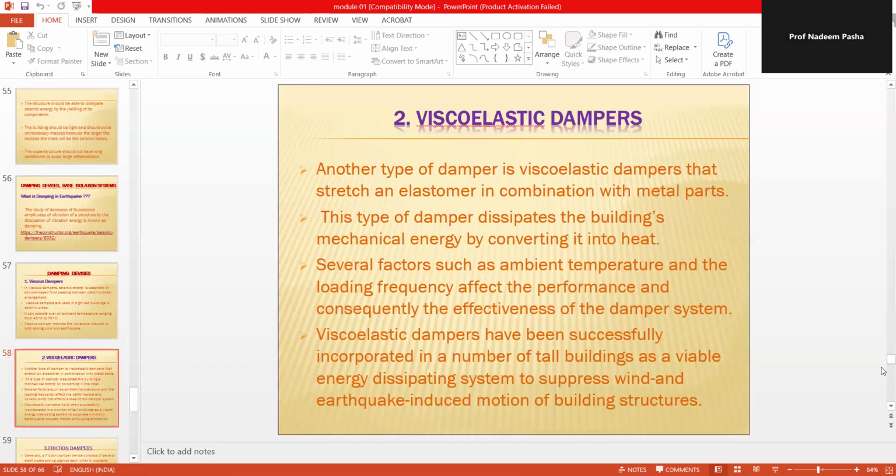Viscoelastic dampers. Another type of damper is the viscoelastic damper that stretches an elastomer in combination with metal parts. This type of damper dissipates the building's mechanical energy by converting it into heat. Several factors such as ambient temperature and the loading frequency affect the performance and consequently the effectiveness of the damper system. Viscoelastic dampers have been successfully incorporated in a number of tall buildings as a viable energy dissipating system to suppress wind and earthquake induced motion of building structures.